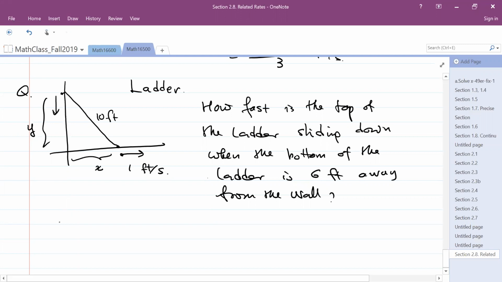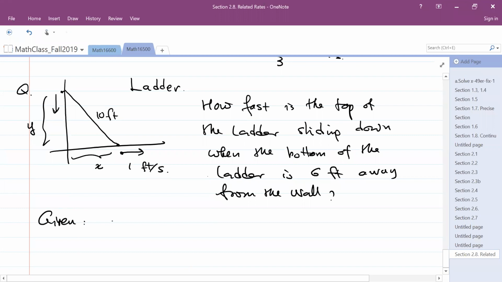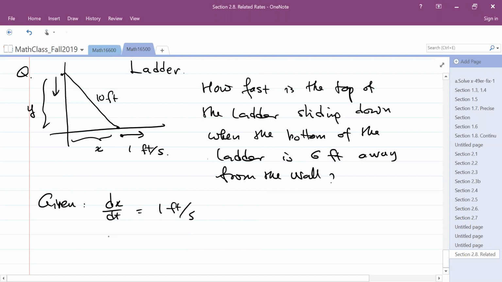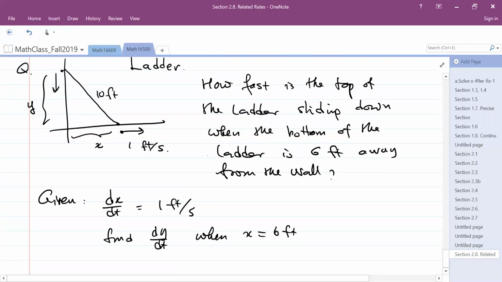We are given the following information. Besides the 10 feet long, we are given dx/dt is going to be 1 foot per second. We want to find out dy/dt at the moment when x equals 6 feet. Clear? Yes. Can you do this problem?